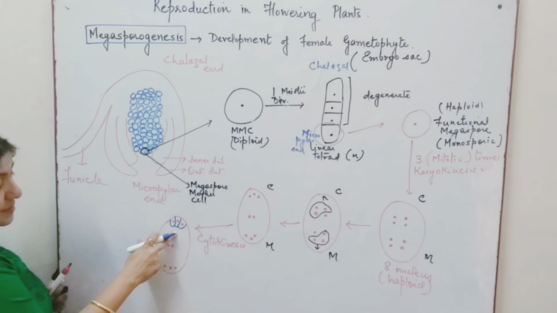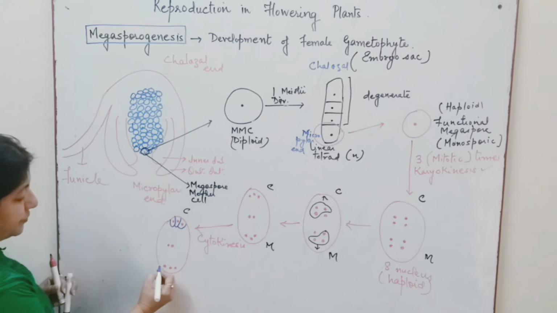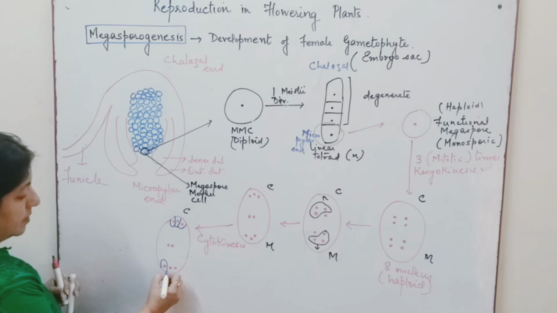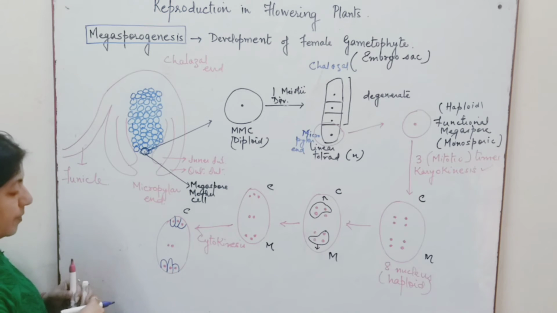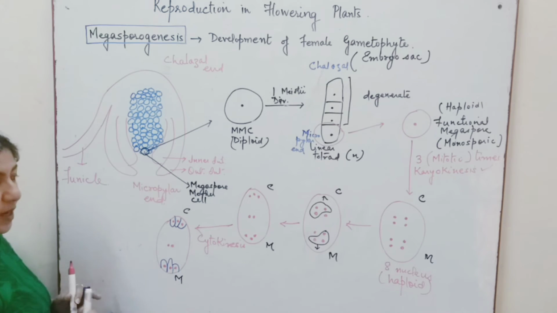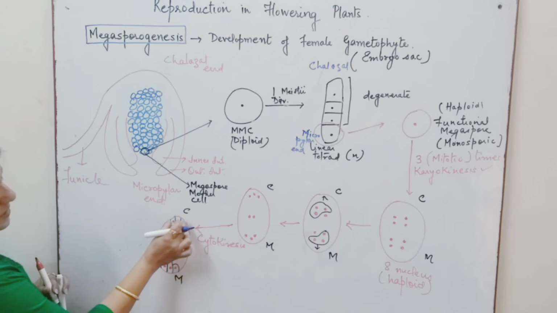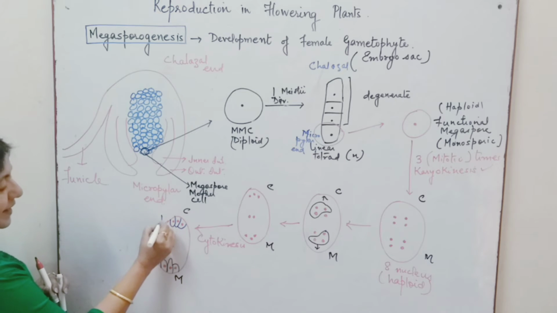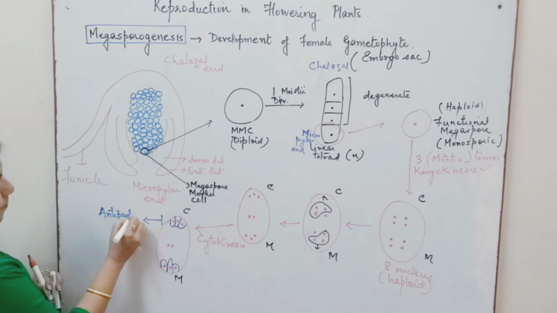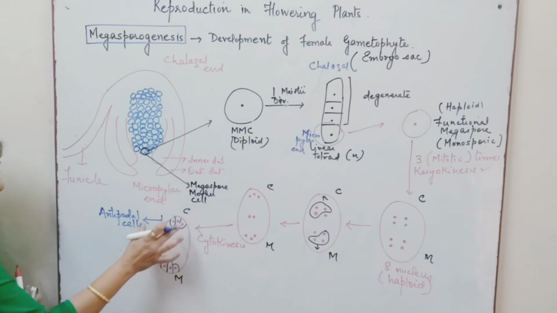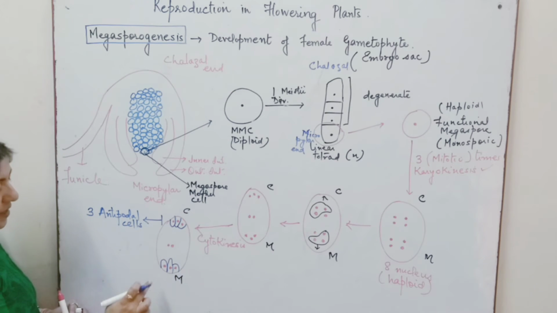These three cells which are towards the chalazal side, and the three cells which are present towards the micropylar side, they develop the cell wall. The two cells are present over here. Now the cells which are present towards the chalazal end are known as antipodal cells. That means the three antipodal cells are present towards the chalazal side.